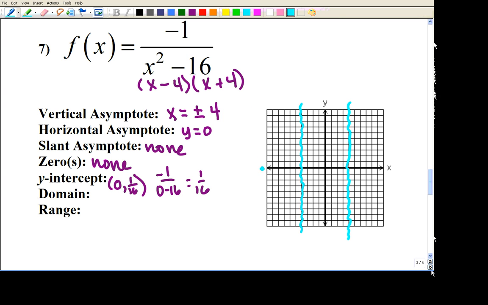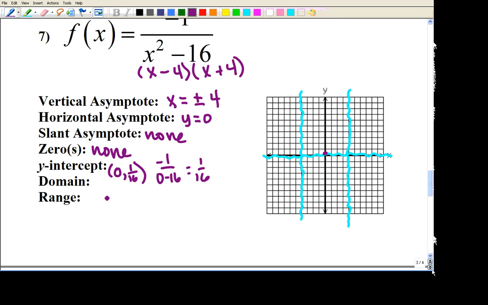The horizontal asymptote is at y equals 0. We know that the y-intercept is at (0, 1/16), so just right above it there. And we have 3 different sections we need to get a graph for. This is where we just have to start plugging in a whole bunch of things.